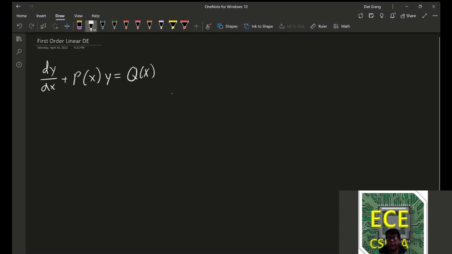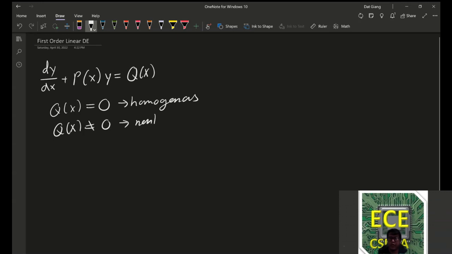Now, q of x can either be 0, in which case we call it homogeneous, or if it's not 0, then it's going to be called non-homogeneous. So in this situation, we're going to assume that this is in general not homogeneous. Now, we want to solve for y. y is equal to something.